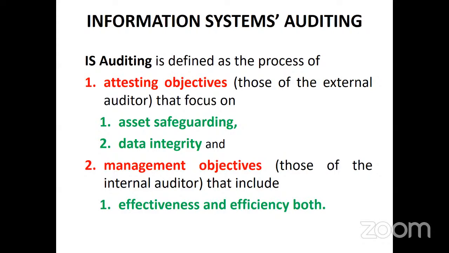There are two objectives, as we know: testing objectives and management objectives. Testing is asset safeguarding and data integrity. Asset safeguarding means you have to ensure that the data stored in the database must be intact. Data integrity means while transferring, processing or updating, the integrity has to be maintained. There is no unauthorized modification. The second point is effectiveness and efficiency. Whatever applications, computers and hardware we are using must be effective and efficient, and should not consume unnecessarily large amounts of money or time.